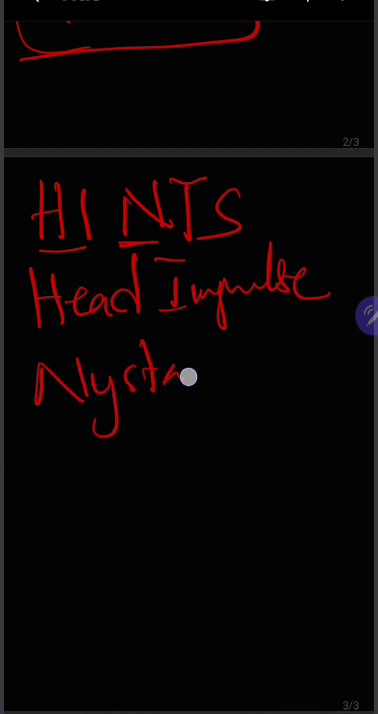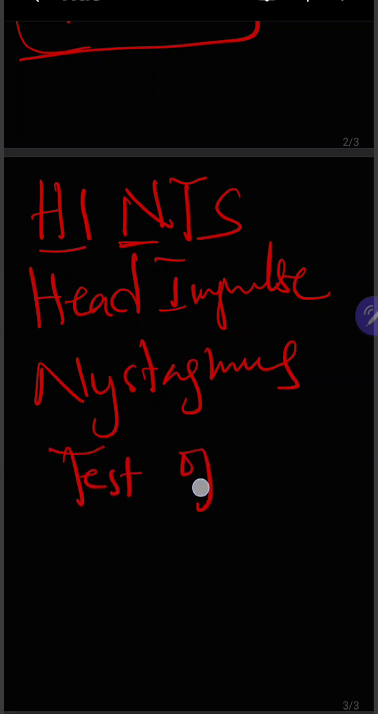head impulse, nystagmus, and test of skew. First one is the head impulse test. Then you have to check for nystagmus, and TS is test of skew. Right. So how do you check for head impulse?